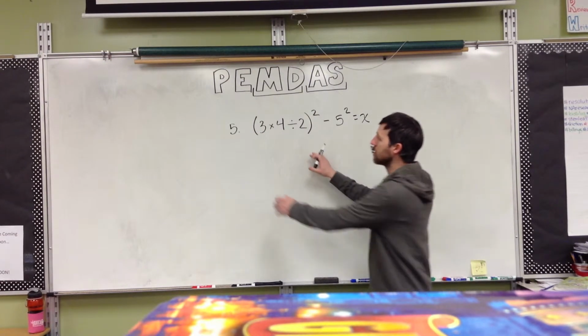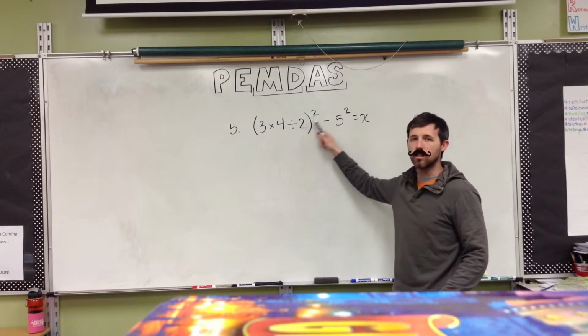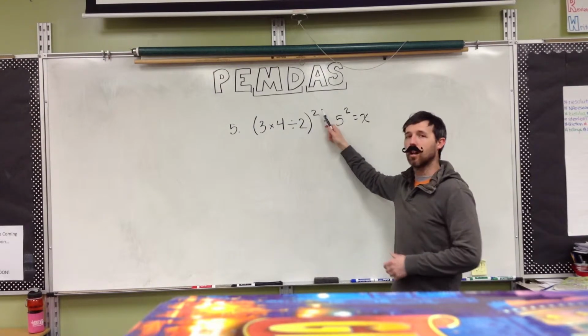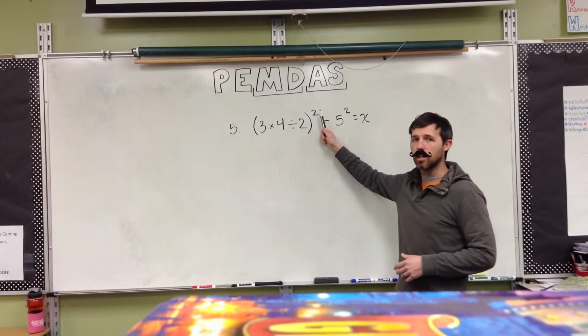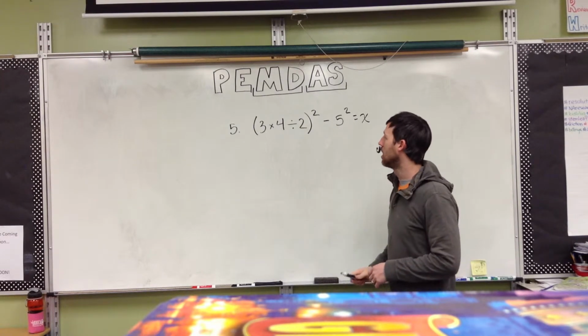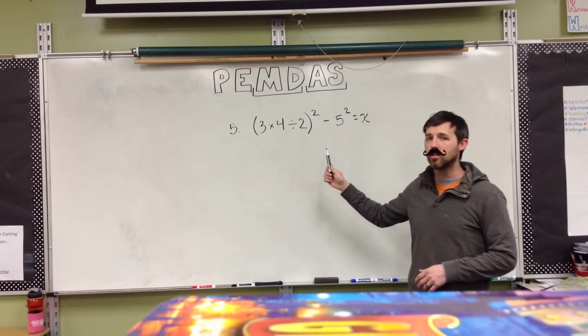We have a set of parentheses here, but we have an exponent, and when I'm looking at this, we need to decide, is our exponent on the outside of the parentheses, or is it on the inside? Because it's on the outside, it's not a part of the parentheses. So we need to do what is inside first. So now, within the inside, we still have to follow the order of operations.